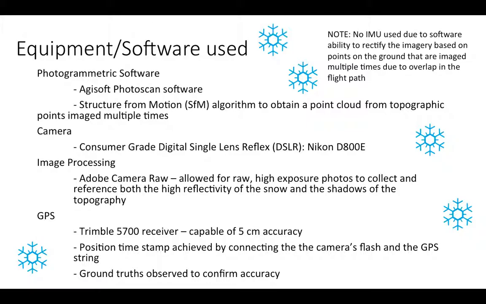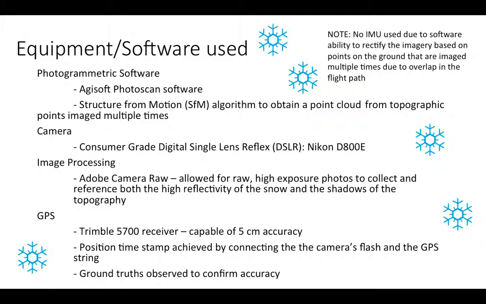So, equipment and software used. The photogrammetric software used was Agisoft PhotoScan, and the important key about the software was that it used the structure from motion algorithm, which is a popular photogrammetric algorithm used to obtain point clouds from topographic points imaged multiple times.